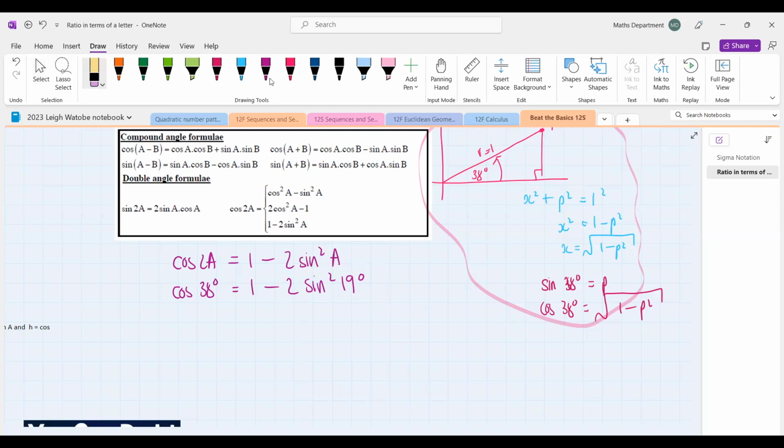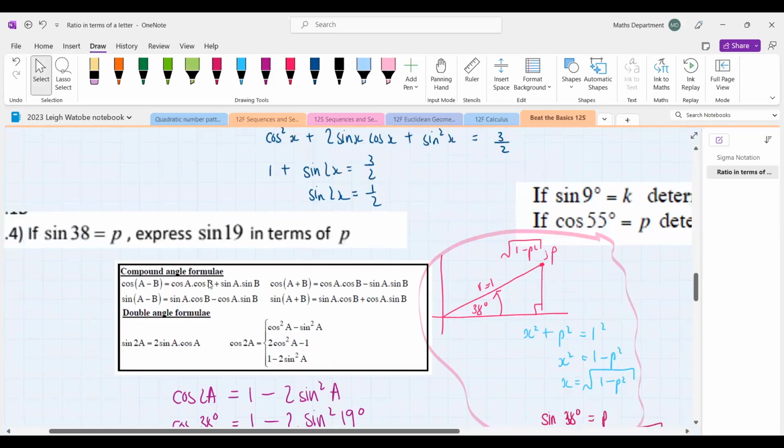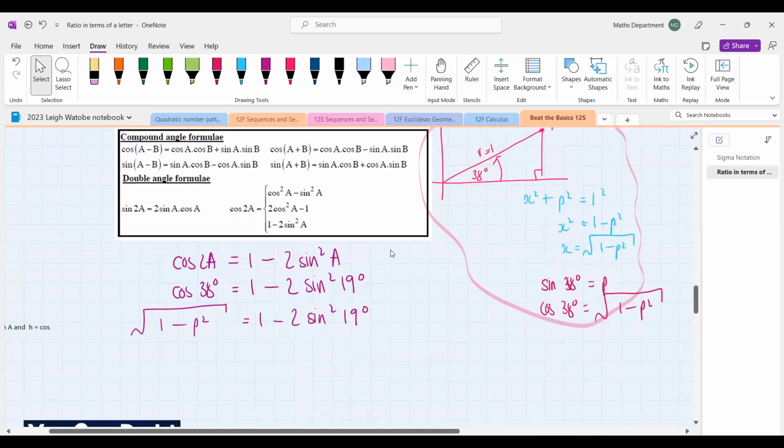Katleho, go for it. Ma'am, is this the final answer? No, it's not. Okay, ma'am. Because remember, we've got to solve for the sine of 19. They wanted us to express the sine of 19 in terms of p. So let's just get the final answer together then. You happy I've subbed in now?